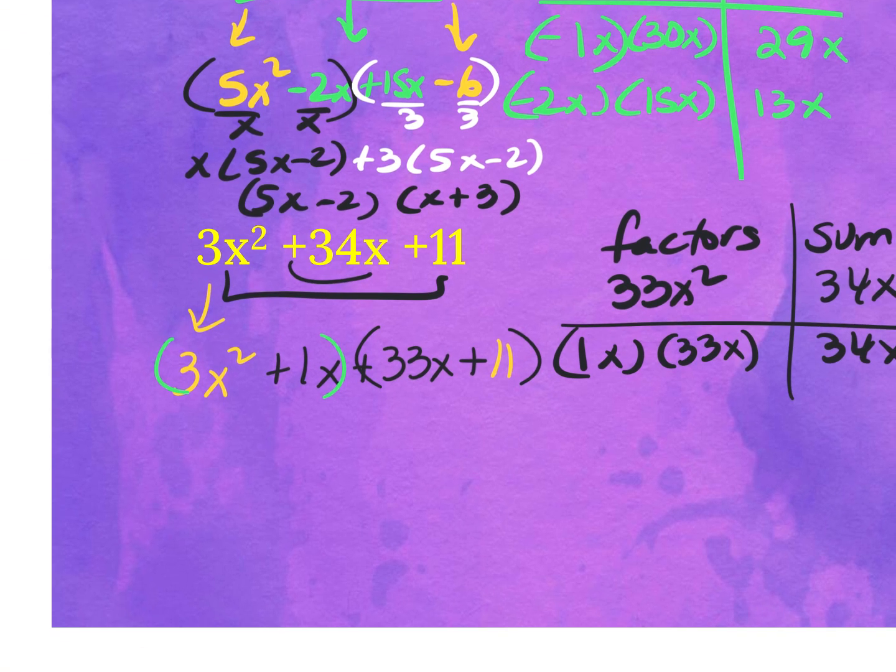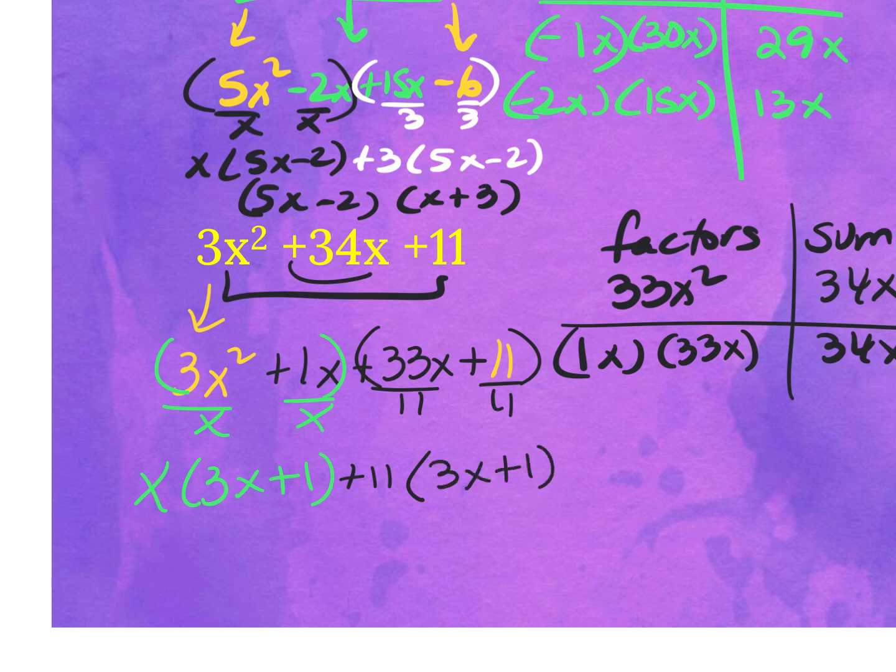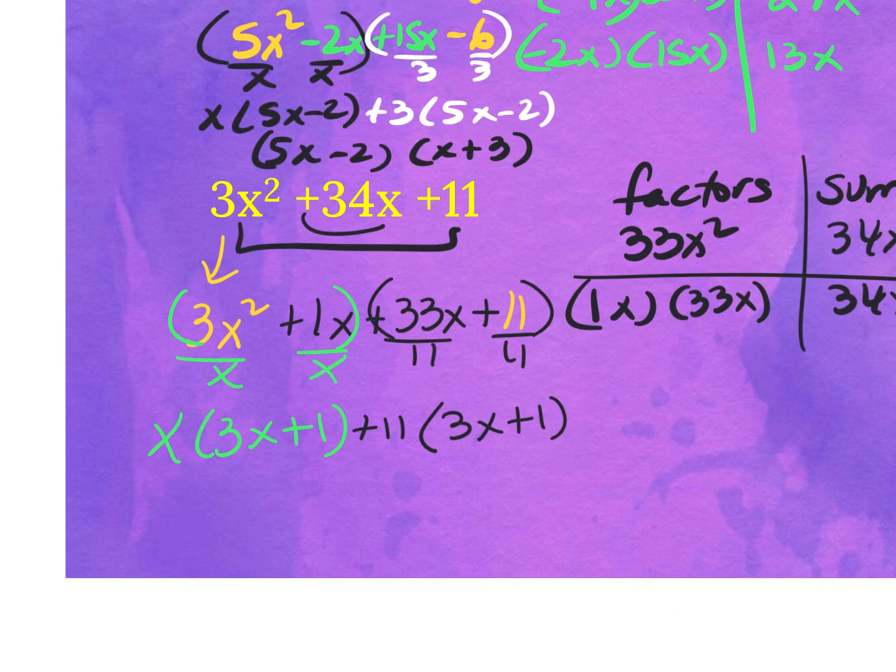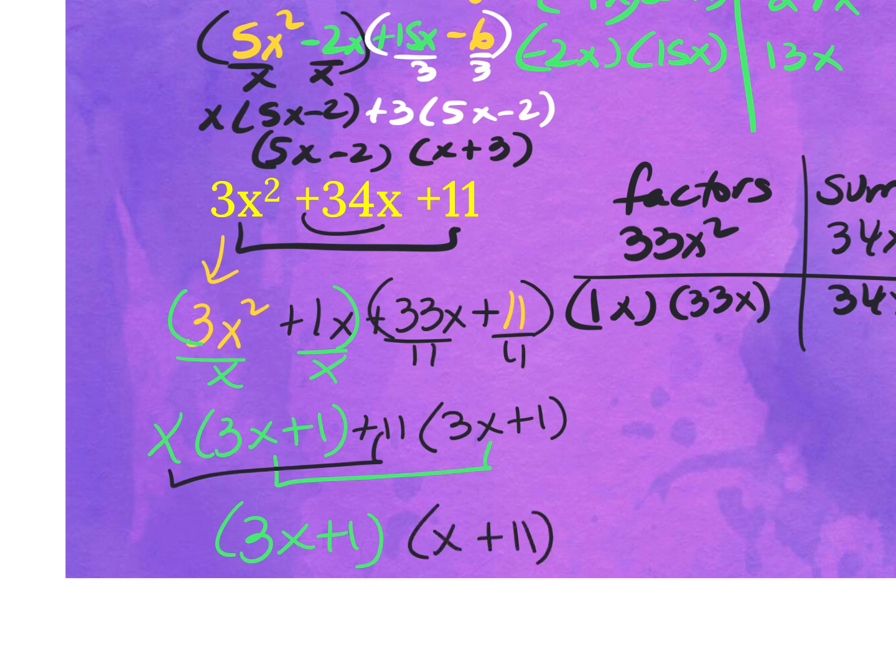So GCF of green is x. You're left with 3x plus 1. GCF of the black group will be 11. And now we're left with 3x plus 1. So again, this is the same. So you write that down, and then group the 2 GCFs. Again, you can always FOIL it. If it doesn't go back to the original problem, you've done something wrong.